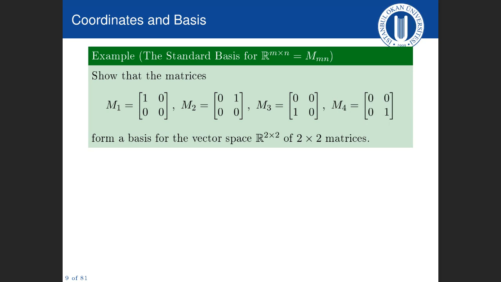The next example is titled the standard basis for R m by n, or m and n, depending on which notation you want to use for the vector space of m by n matrices. But we're just going to look at it in the special case where m is 2 and n is 2. Show that the matrices [1, 0, 0, 0], [0, 1, 0, 0], [0, 0, 1, 0], and [0, 0, 0, 1] form a basis for the vector space R2 by 2 of 2 by 2 matrices with real entries.